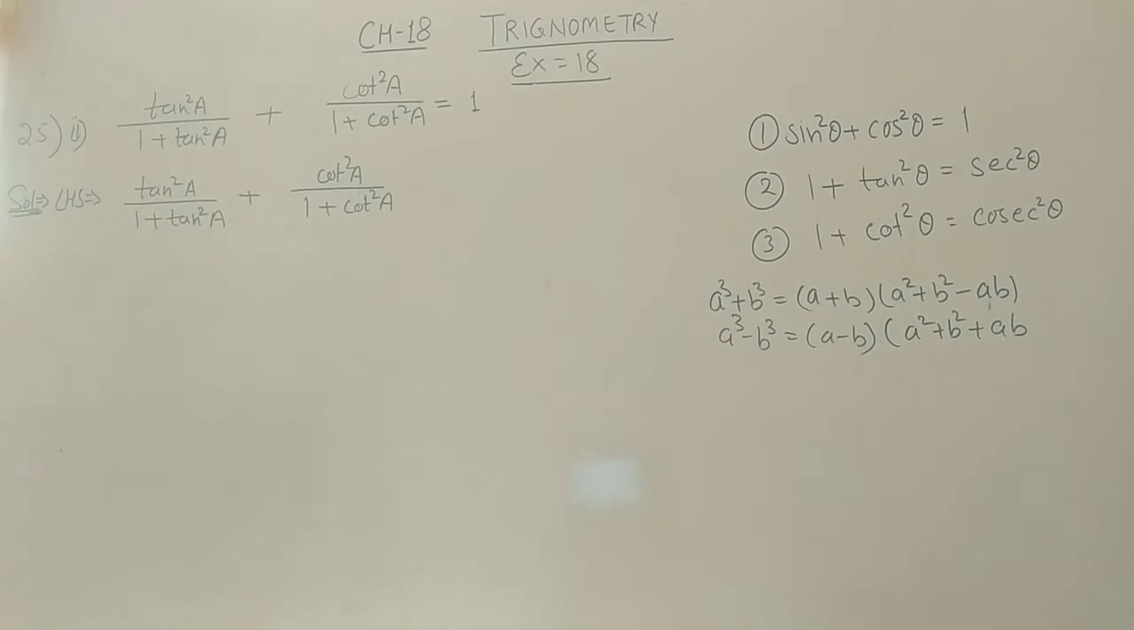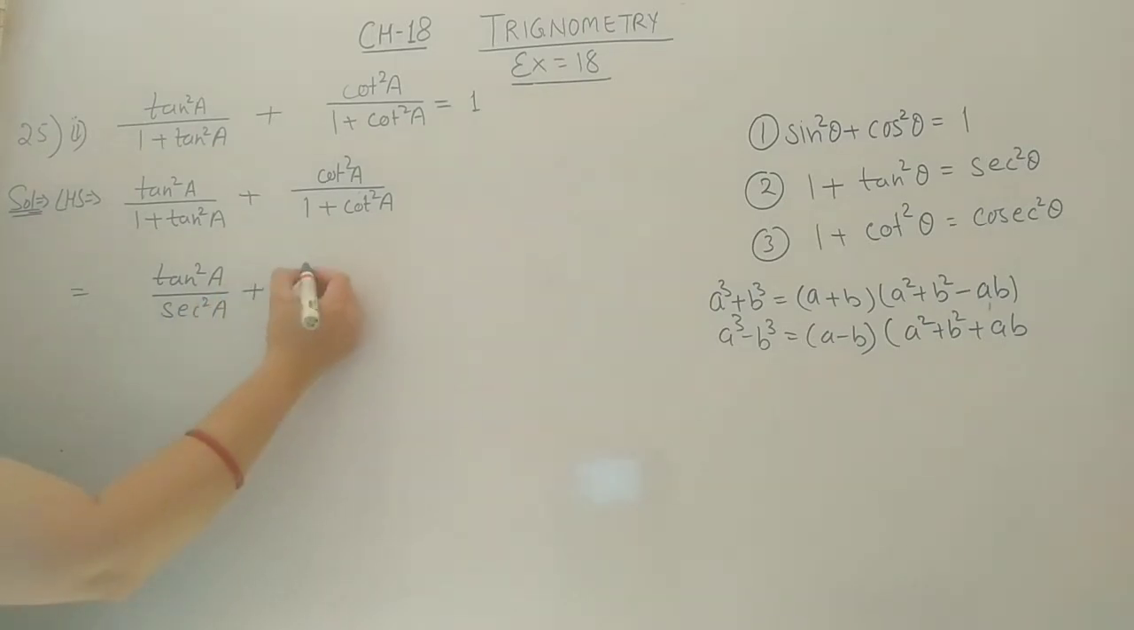Next, 25th second part: tan²a/(1 + tan²a) + cot²a/(1 + cot²a) = 1. Left side we have taken, and in this left side, the first term denominator 1 plus tan square a, with the help of the second identity we can write sec square a. So it will become tan square a by sec square a. Similarly in the second term, with the help of the third identity, the denominator will become cosec square a.